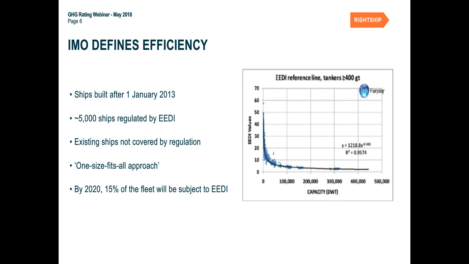I mentioned the black line is the reference line, so all new ships had to fit below that reference line, and then each blue dot you can see there represents one ship. So this gives you a comparison of each ship against each other and how efficient they are. But the problem that RightShip saw was this is applying to all new ships, whereas existing ships out there, which is roughly about 40 to 45,000 existing ships out on the oceans, they weren't covered by this regulation.